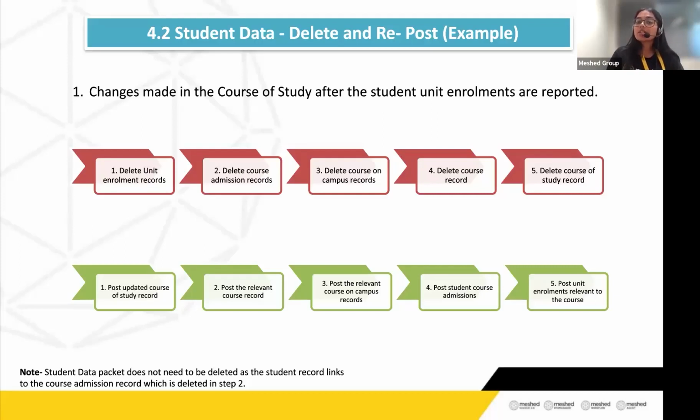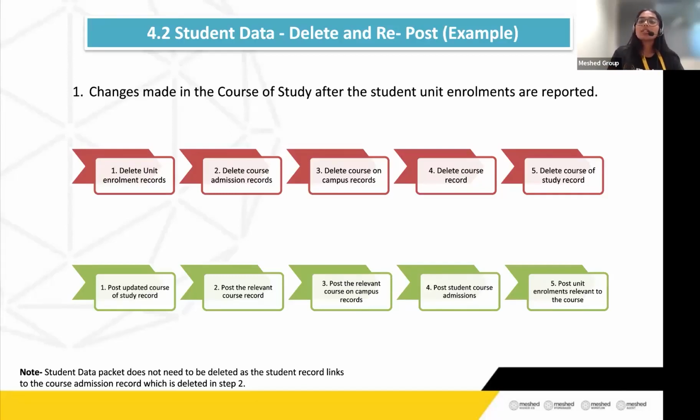After all the deletion is done, you can again post the records or send the records. This time when you send the records, you will start from course of study itself. We will post the updated course of study record, post the relevant course, then report course on campus, student, course admission and unit enrollments. So deletions will be done bottom to up, but reporting will be done top to bottom.